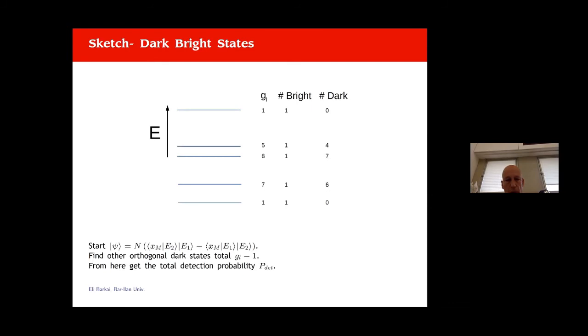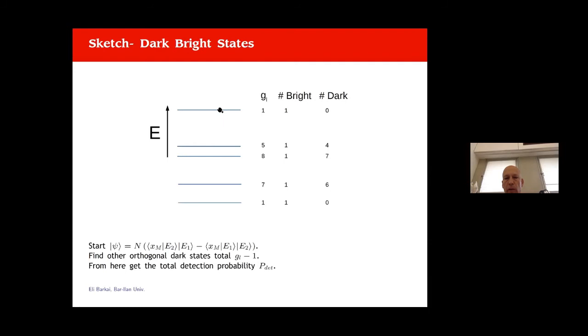So what is happening here? Let's say we have a generic energy state, some system with some energy levels, and you have degeneracy. This is the degeneracy of this state. This state has a degeneracy one, this has 5, 8, 5, 7, 1, etc. My claim is that, and assume that all the energy states have finite overlap with the detector for simplicity.